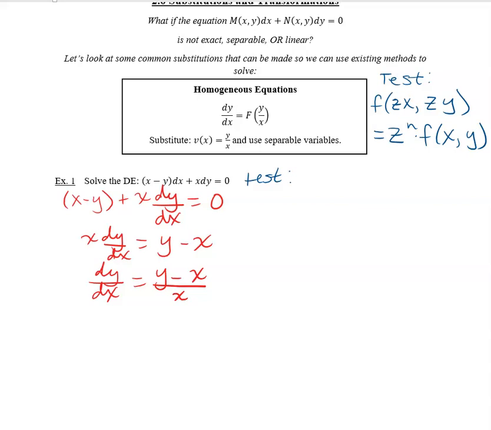Now, let me get back to this little mini test here. So what I would do at this point to see if it's a homogeneous equation, if you're not sure, multiply the right side by z over z. And you can do that because that's just multiplying it by 1. So that would be zy minus zx over zx. And observe that that would just be z times the original expression.